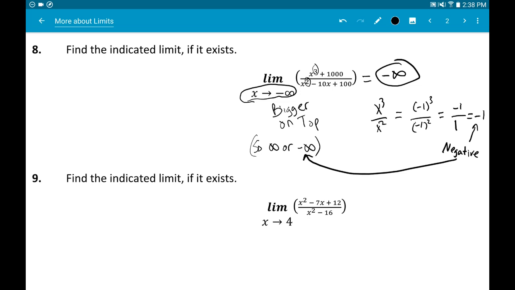Plus or minus infinity. Plus or minus is what you got to figure out, depending on what x is sent to. X was sent to negative infinity in this case, so I plugged in a negative number for x. If x had been sent to positive infinity, I'd have plugged in a positive 1. And I calculate it, and depending on the sign, that tells me plus or minus infinity.